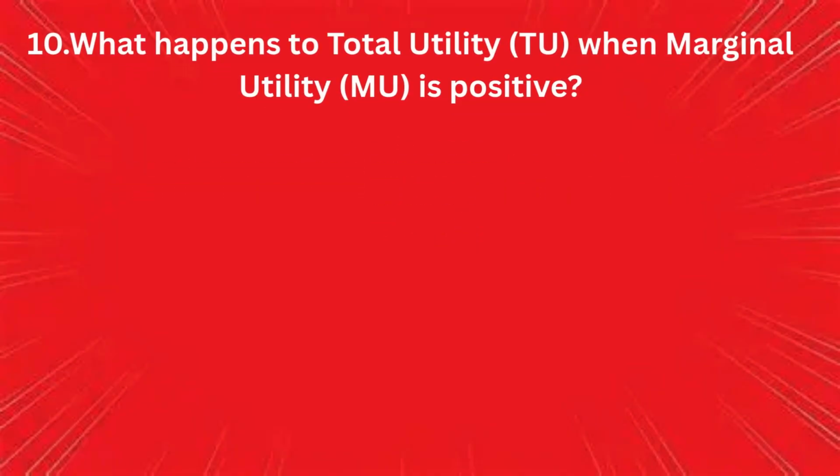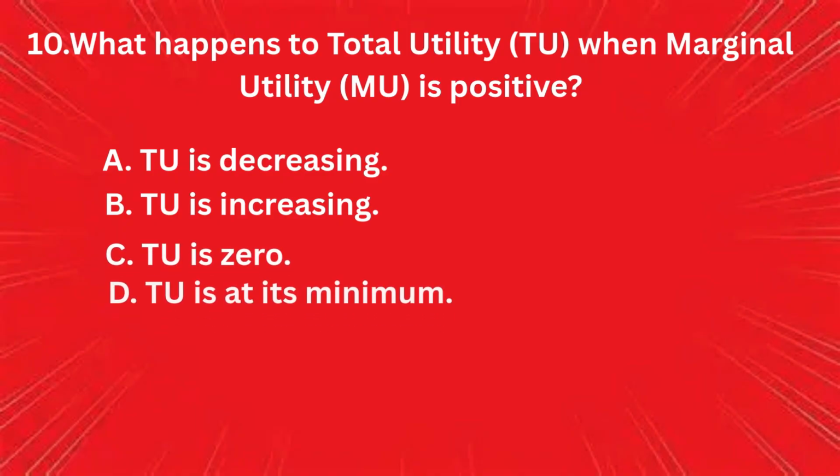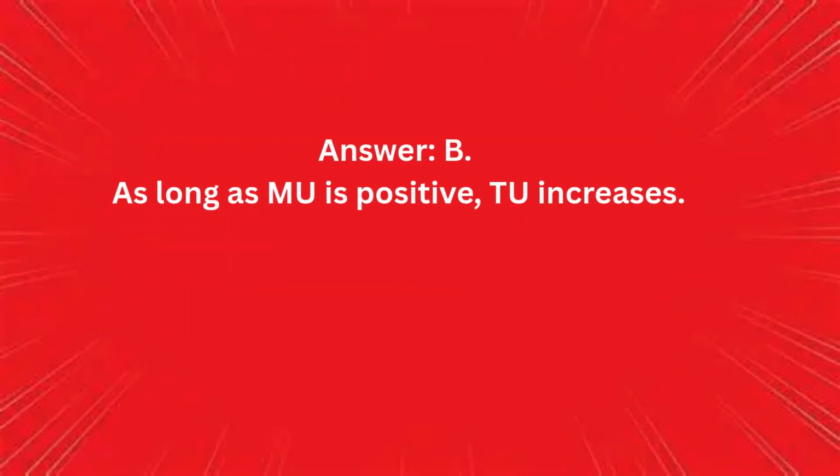10. What happens to total utility, TU, when marginal utility, MU, is positive? A. TU is decreasing. B. TU is increasing. C. TU is 0. D. TU is at its minimum. Answer. B. As long as MU is positive, TU increases.